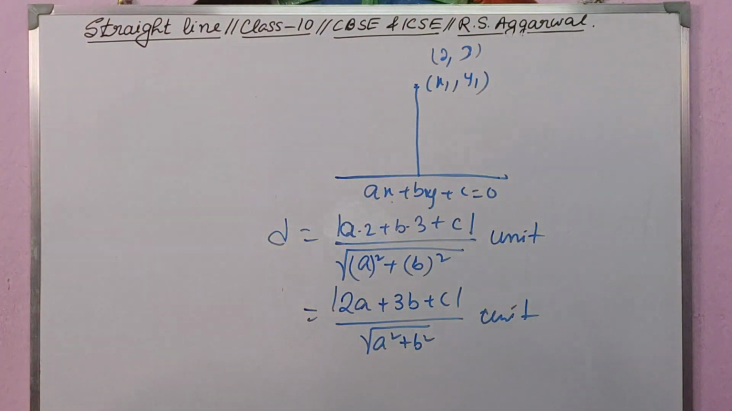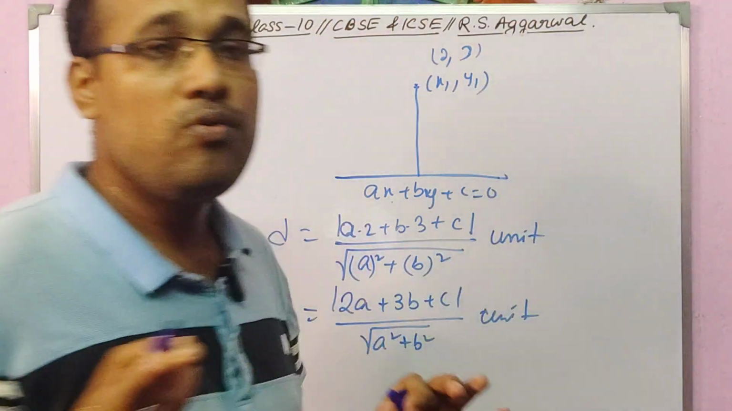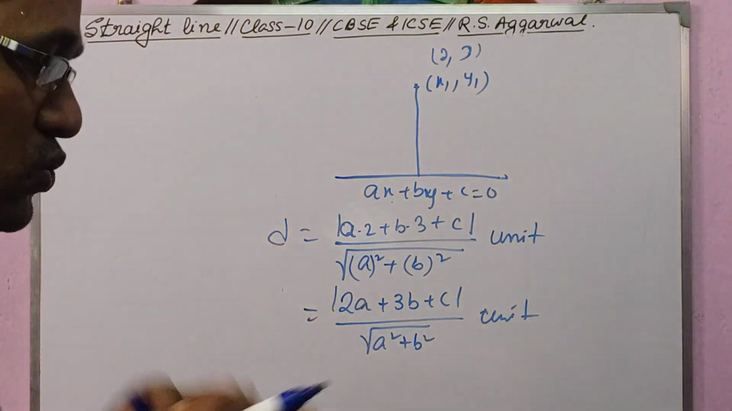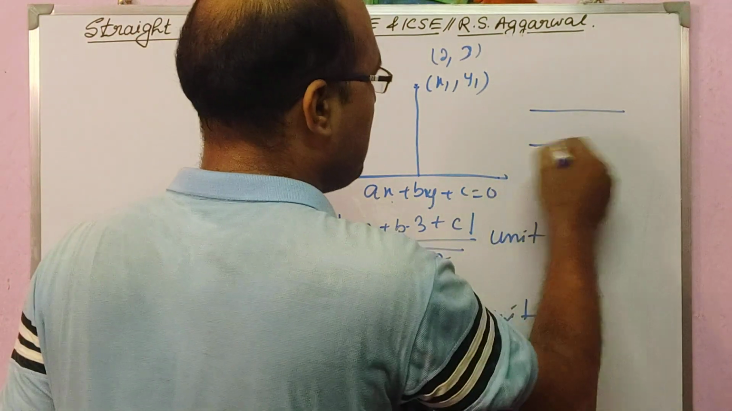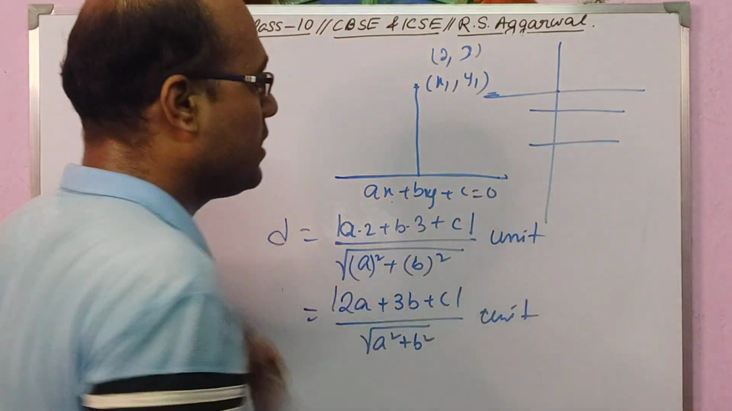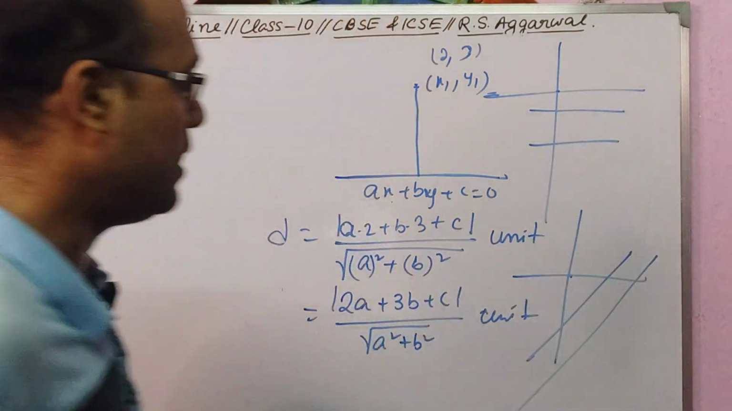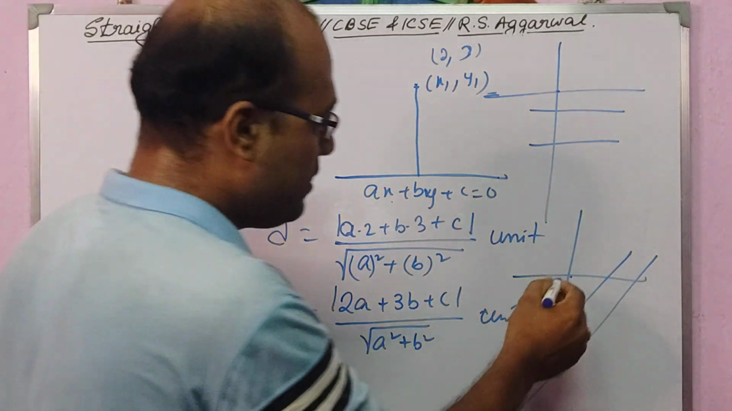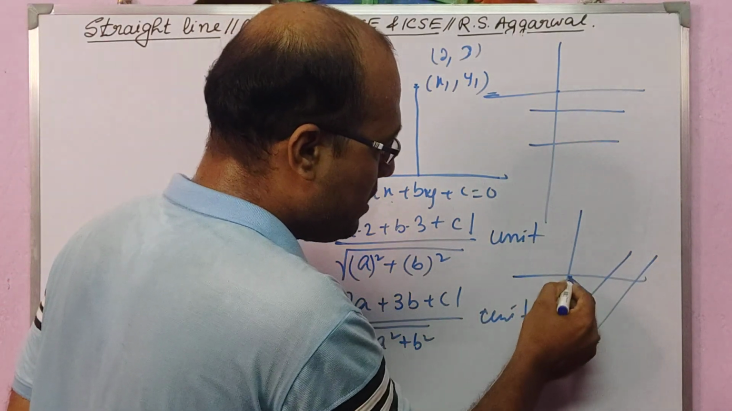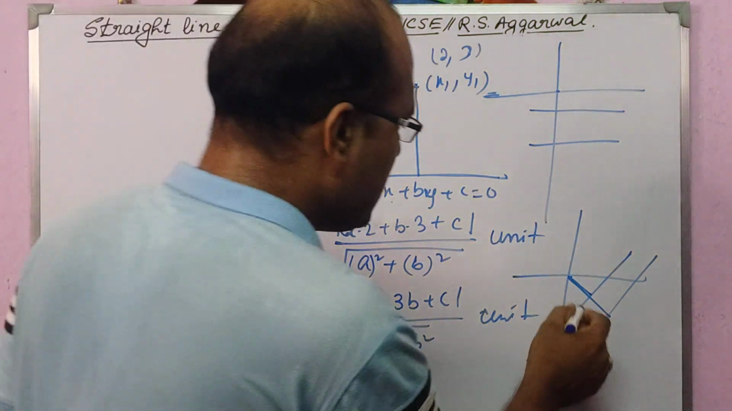Another condition: if two straight lines are parallel, how can you find the distance between them? Take the origin and two parallel lines. You can find the perpendicular from the origin to each line and subtract them, and you get the distance between them.